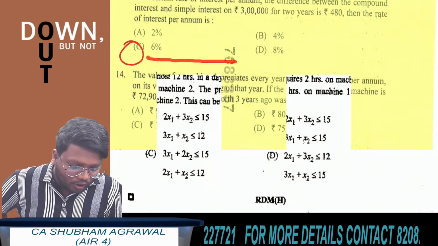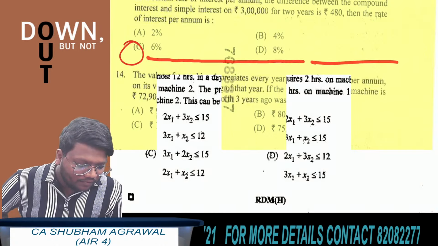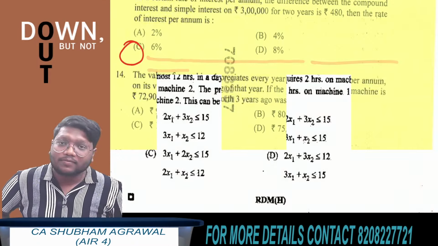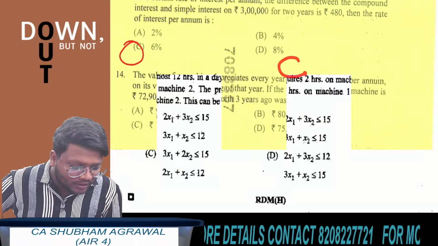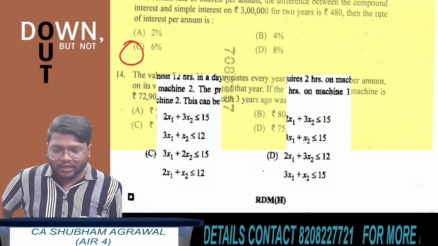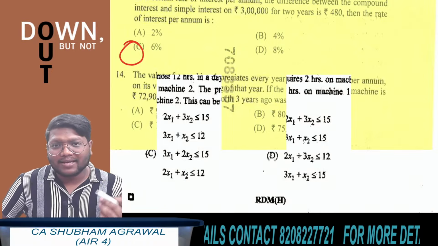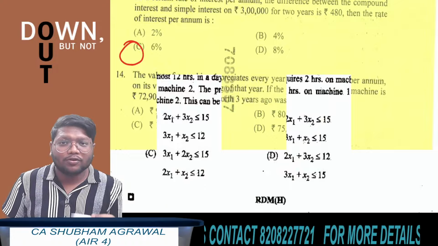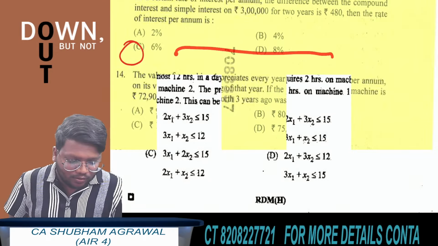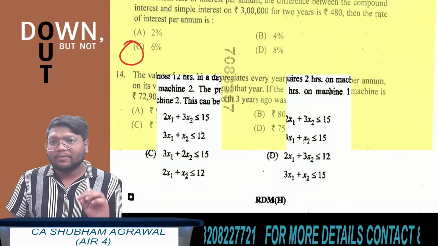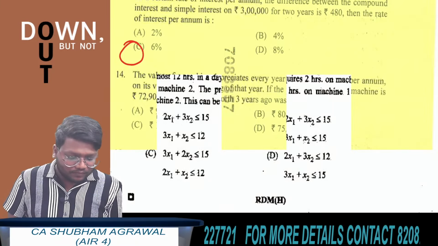A company produces two types of product A and B which require processing in two machines. The first machine can be used up to 15 hours. Up to means what? Maximum 15 hours. We can use the first machine maximum for 15 hours. It means we have to use which sign? Less than or equal to sign.